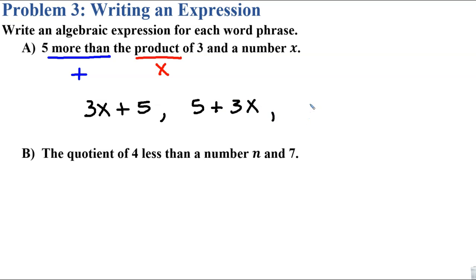Or we could say x times 3 plus 5. That would work as well. It doesn't matter what order we write these in. This is probably the way we're going to be most used to seeing it, but any one of these would be correct.